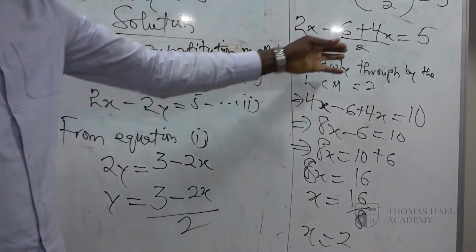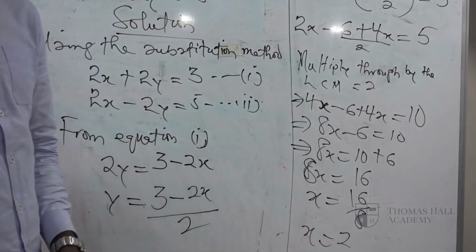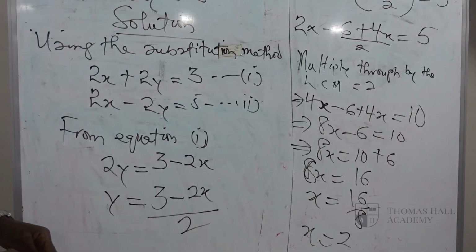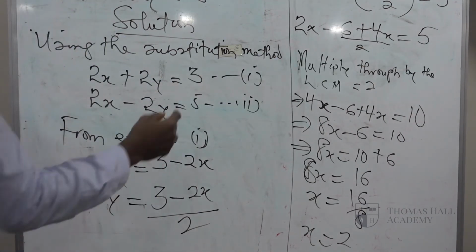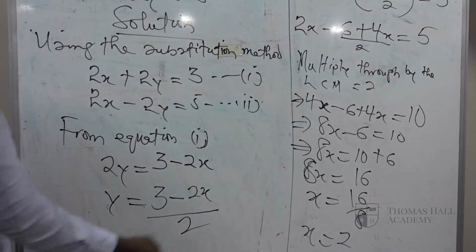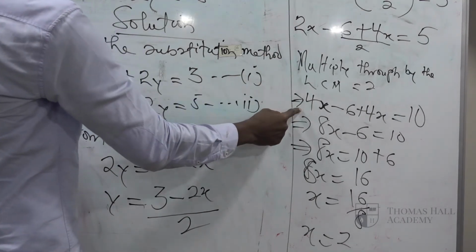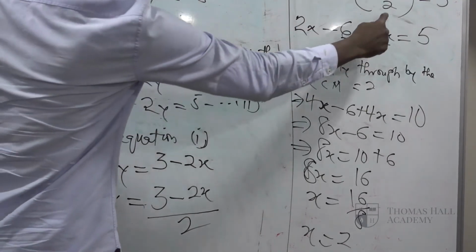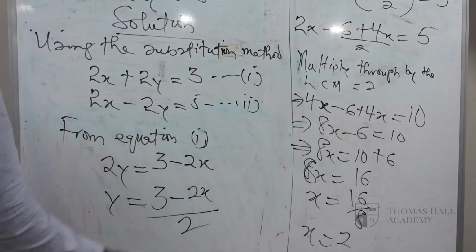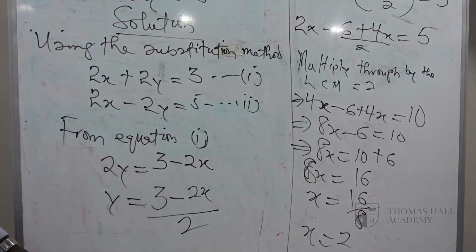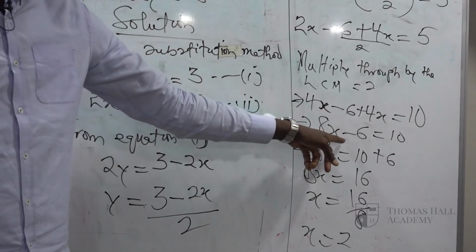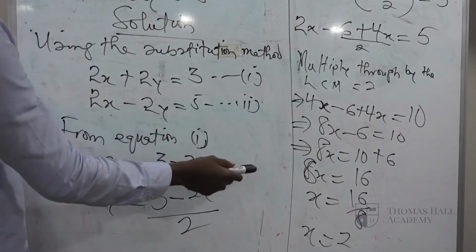We have something like this, you simply find the LCM. The LCM here is 2. So multiply through by the LCM, which is equal to 2. Multiply everything here, here, and here by 2. 2 times 2x gives us 4x. 2 times all of this gives us minus 6 plus 4x equals to 2 times 5 gives us 10. So 4x plus 4x gives us 8x. Minus 6 equals to 10. 8x minus 6 equals to 10.